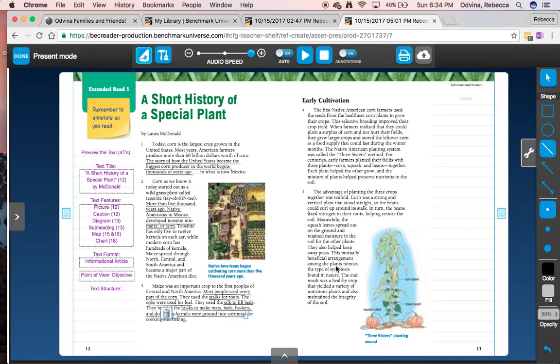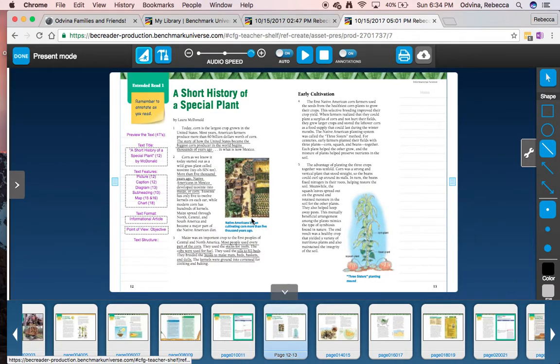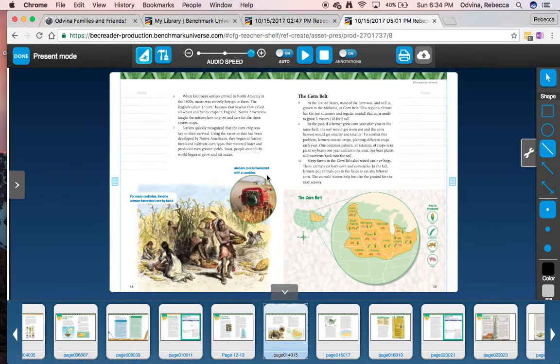So let's go back over here, and we are now looking at the next section. It's not turning the page, so I'm going to have to turn it myself by clicking on here. Okay, so for this section, I'm going to be reading paragraphs 8 through 10. So I'm reading the Corn Belt. The subheading says the Corn Belt. I'll be reading this section for us.